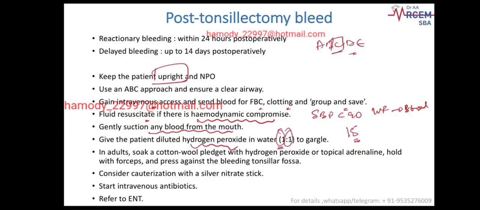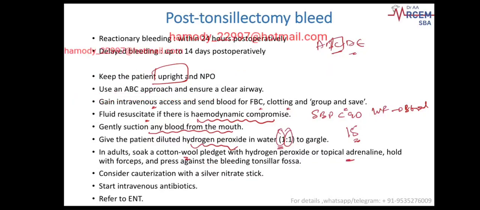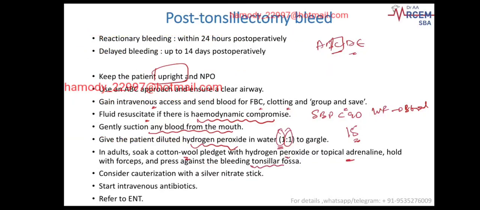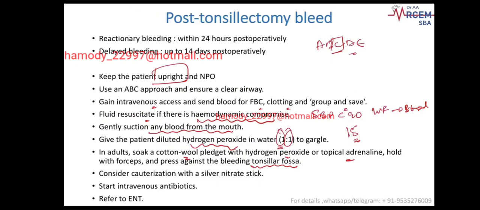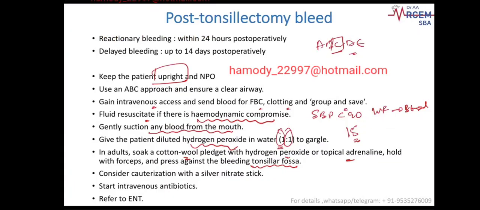If that doesn't stop the bleeding, then take a cotton wool pledget, soak it with adrenaline, or you can use hydrogen peroxide, and place it over the bleeding site. That is the tonsillar fossa. Just place it there and apply a little bit of pressure using forceps. So use forceps, hold it, soak it in hydrogen peroxide or topical adrenaline, whichever is available. Then place it on the tonsillar fossa for a few seconds, if not a few minutes.